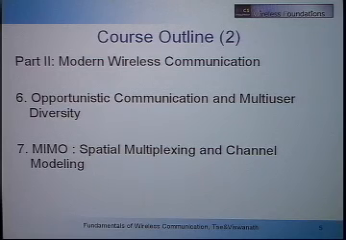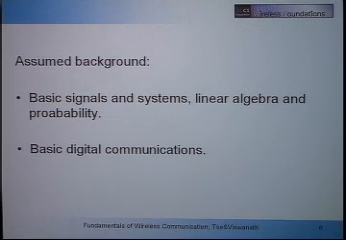Okay, so let's start. I do assume some background though. It's a bit hard to talk about wireless communication without any background. There's no wireless communication for poets or something like that. So I do assume some basic knowledge in signals and systems, linear algebra, probability, and basic digital communication. How many people here have taken a course in digital communication? Okay, a good number, so that's good.